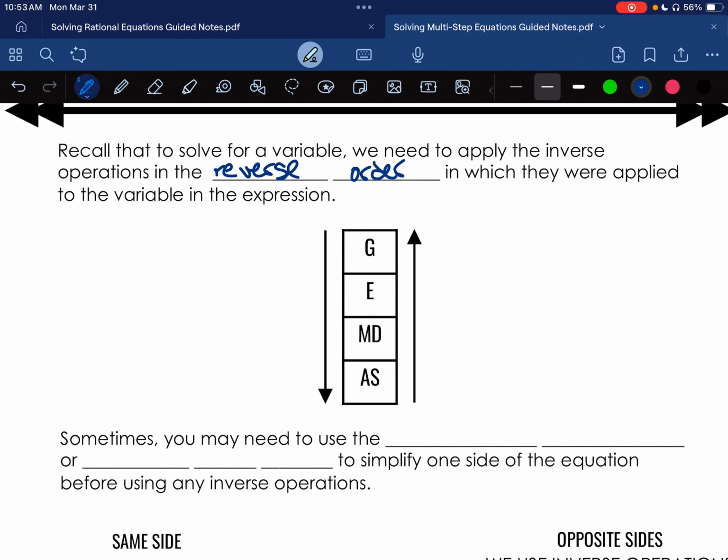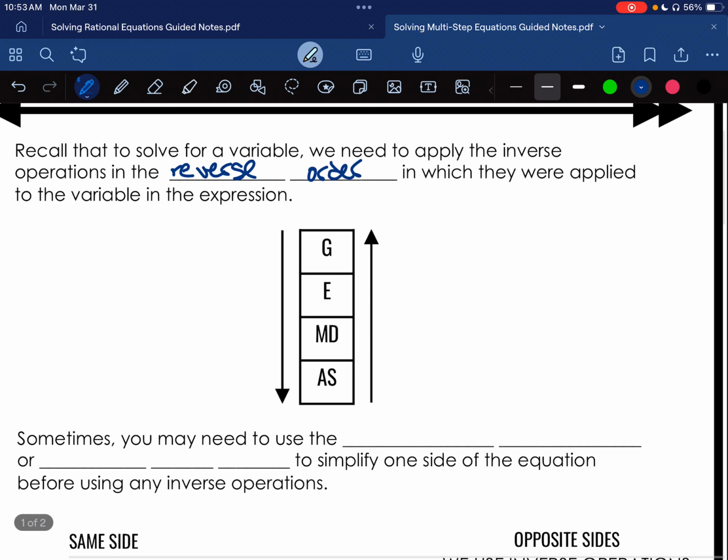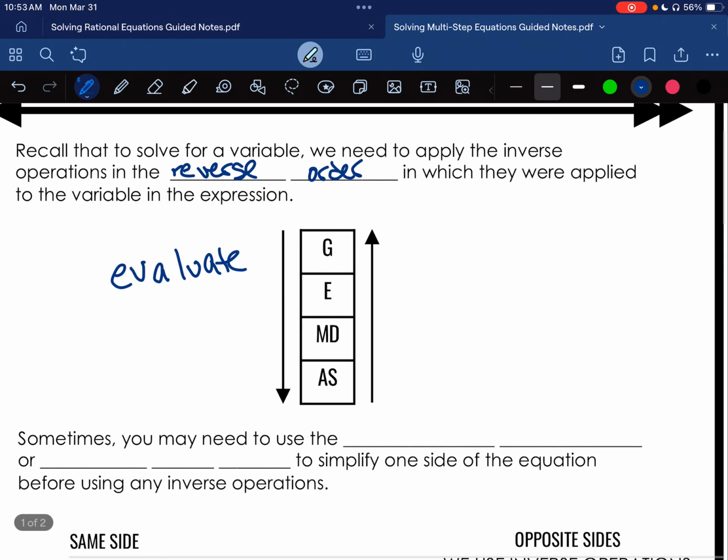All right, well, this direction over here, this is what happens when you're evaluating an expression. So like if I gave you something like 3 times 4 squared minus 5, that would help you with the order in which you would evaluate that expression. Now, going in the reverse, this is the order in which we are solving an expression.